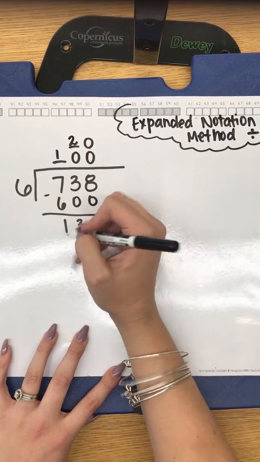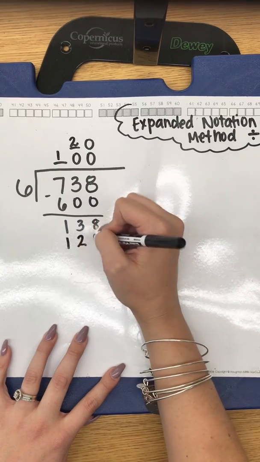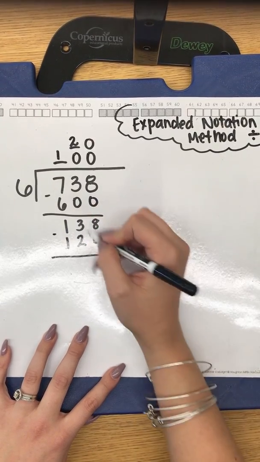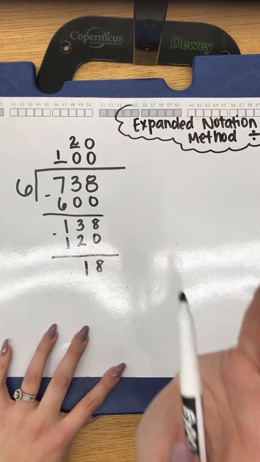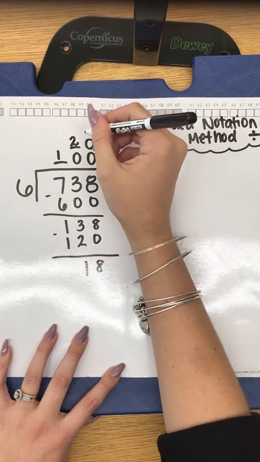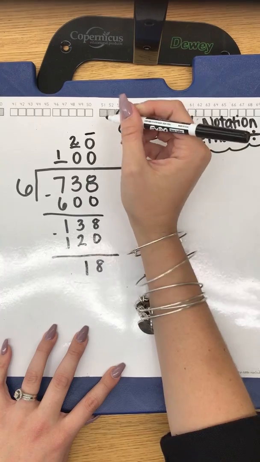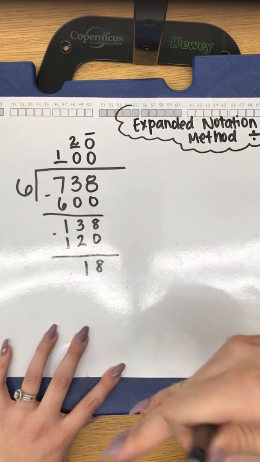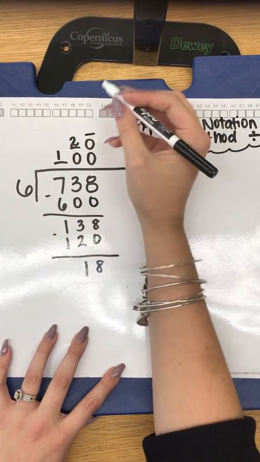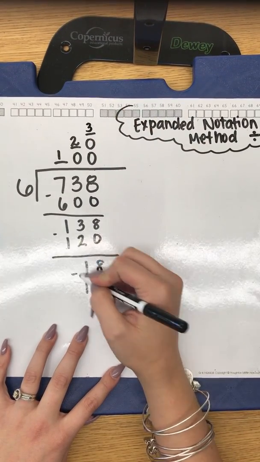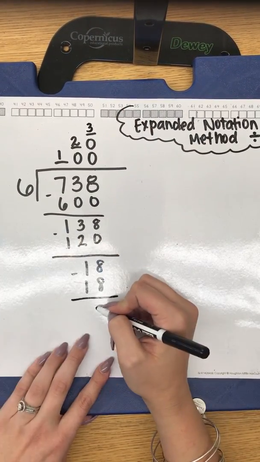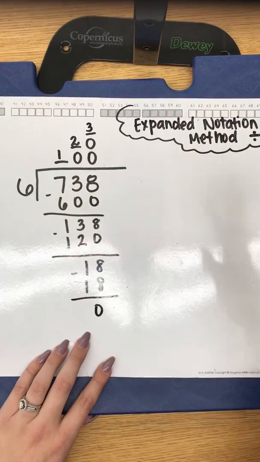So again, I'm going to multiply that. 6 times 20 is 120, get my difference. I have 18. And so then again, thinking of that area model, hundreds, tens, ones. My last answer is going to be in the 1s, so I don't have a 0. And I'm trying to get close without getting over. 6 times 3 will give me that 18. Find the difference. It is 0, nothing left over, nothing else to do.